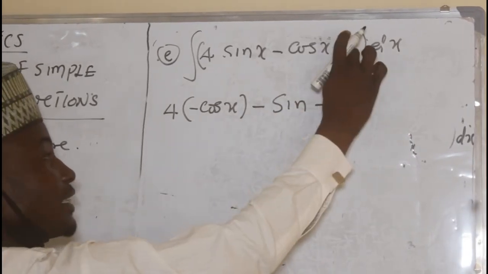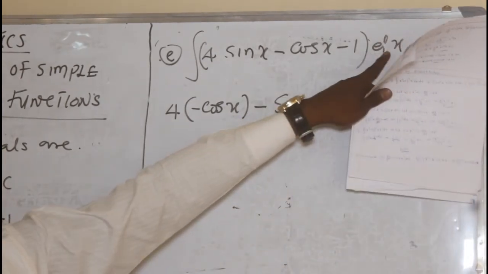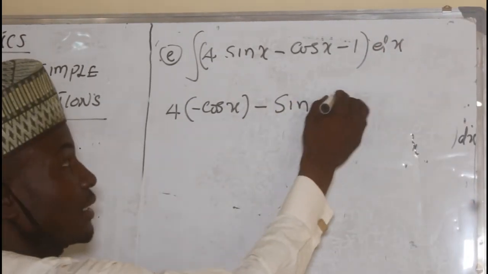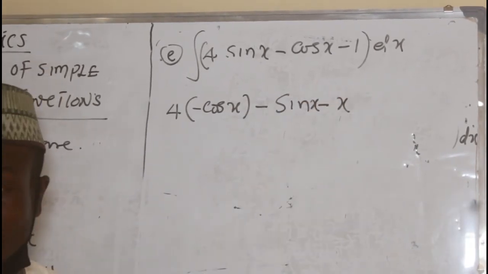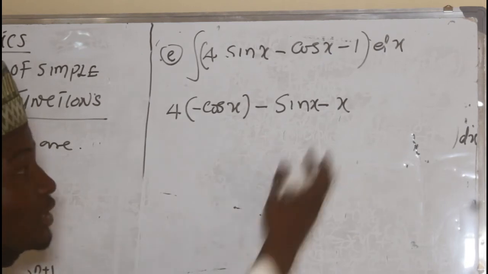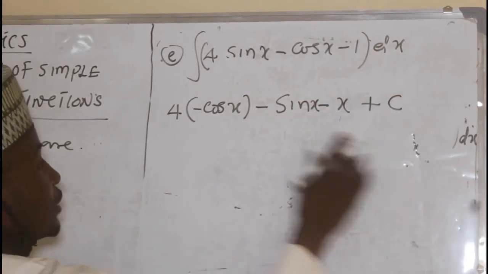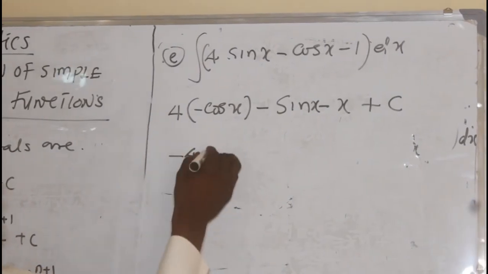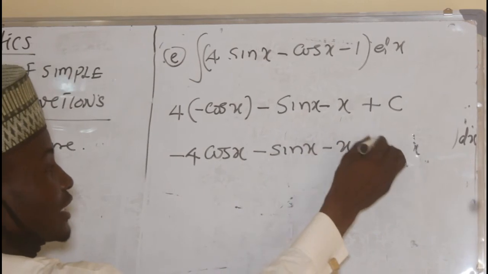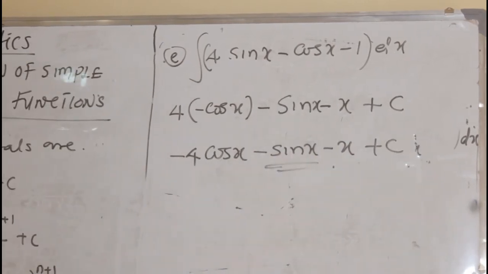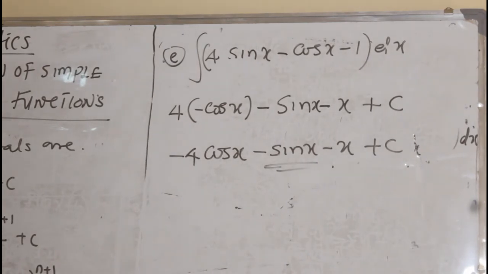Minus, what is going to be the integration of 1 with respect to x? Integration of 1 dx is going to be x only. So we said it was x. So finally, what is our answer? Minus 4 cos x minus sin x minus x plus a constant. That is how we find the integration of this one. There you go.